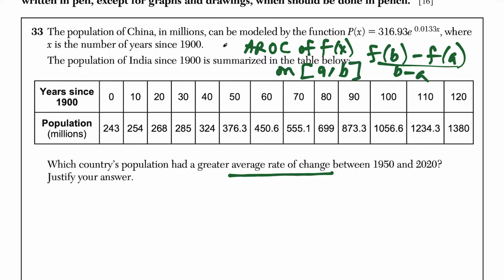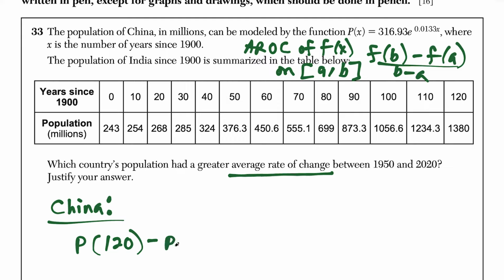So when we want to find the average rate of change for the population of China from 1950 to 2020, what we're going to do is we're going to do P of, so this is for China, we'll just say over here. So for China, we're going to do P of, and be very careful here. We're going in 2020, and X is the number of years since 1900. So 2020 is 120 years after 1900. So that's P of 120. And then minus 1950 is 50 years after 1900. So that's P of 120 minus P of 50. And we divide by 120 minus 50.